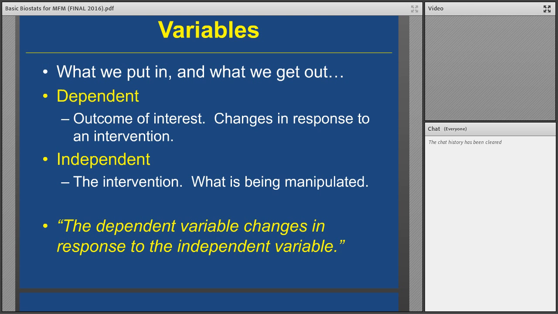And this is the changes or the outcomes that happen in response to our intervention. The independent variables are the intervention. That's what is being manipulated. And the phrase that I use in my mind that helps me sort these out is that the dependent variable changes in response to the independent variable. So the independent variable is what we're changing, and the result or the outcome that we're getting is the dependent variable, which depends on the independent variable.